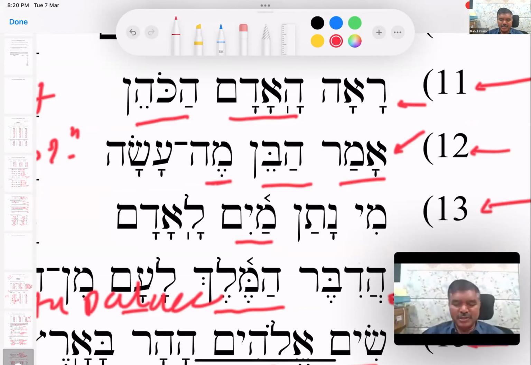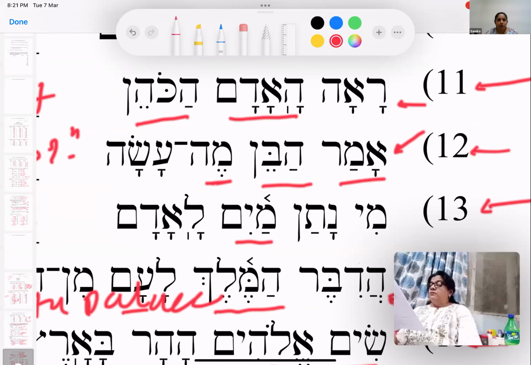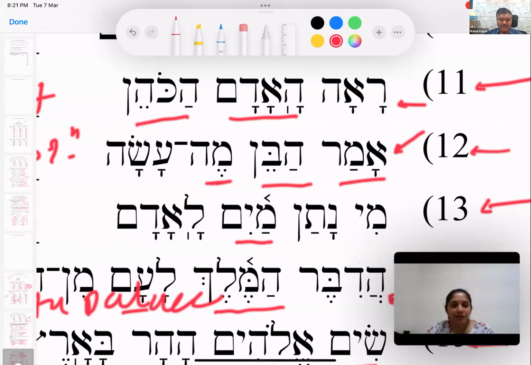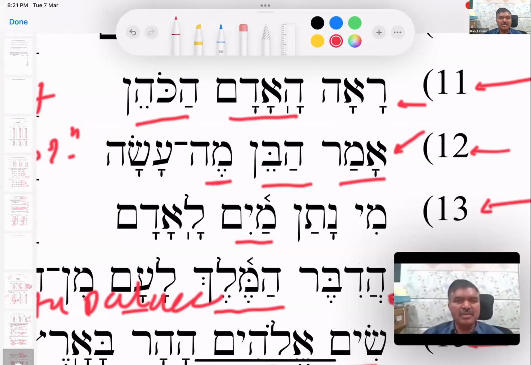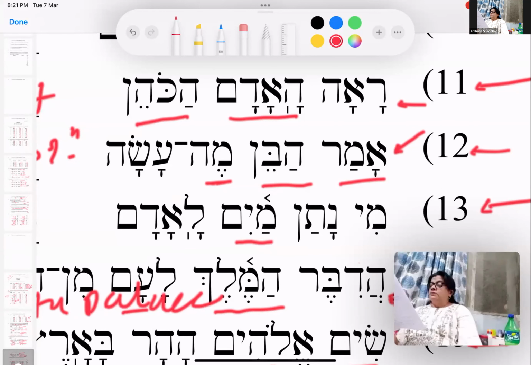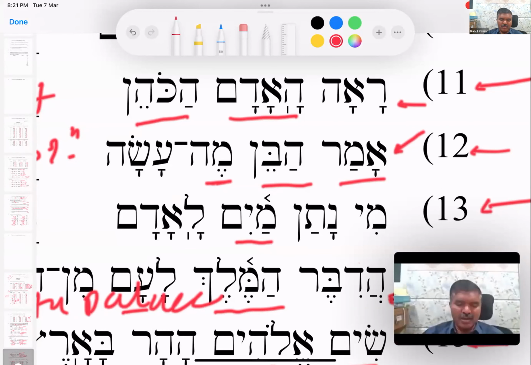Anyone translate this sentence? Amar Haben, me asa. What is the meaning of Amar? He spoke, he said. Right. Haben, Ben means what? Son. Haben is the son. Me Asa. Because this is guttural, ma becomes me.